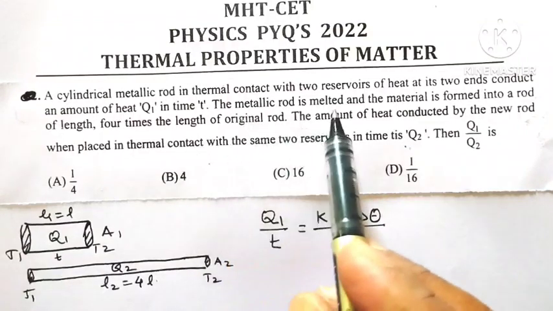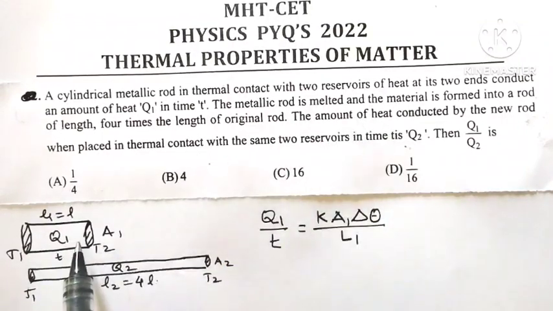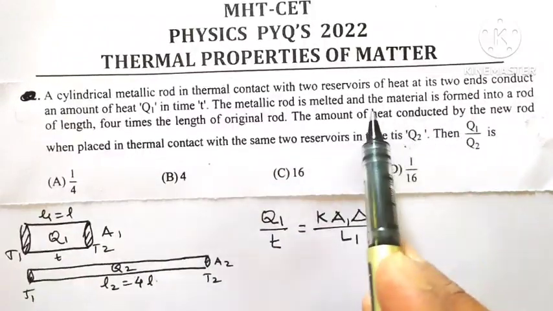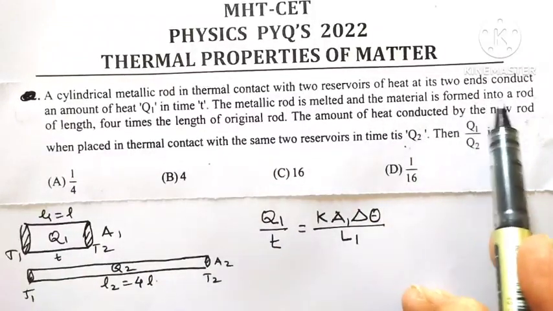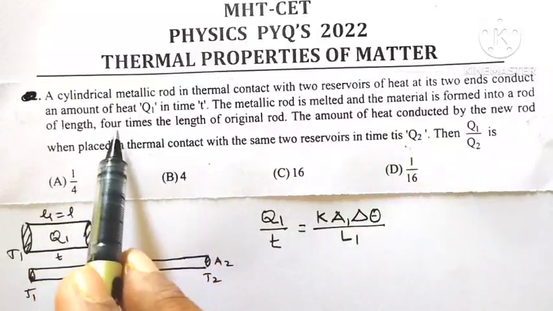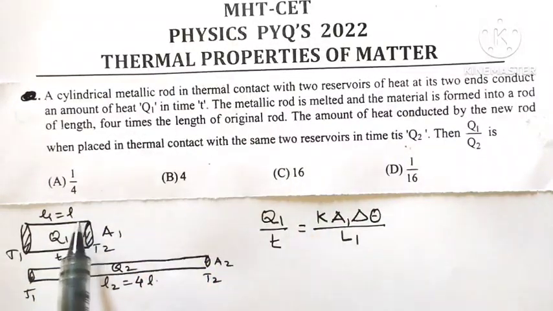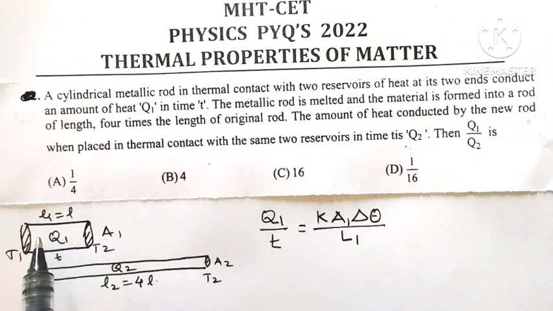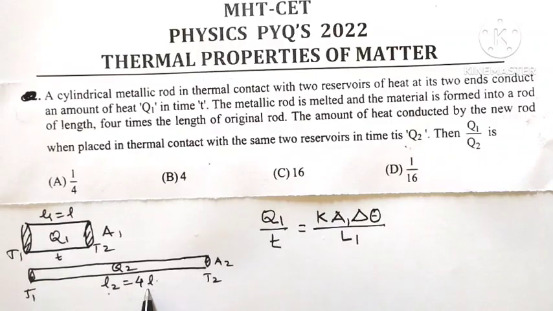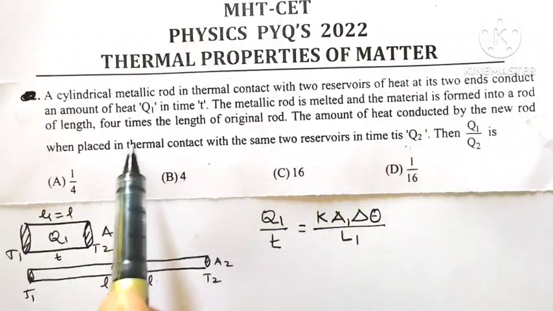Now the metallic rod is melted. This metallic rod is melted, and the material is formed into a rod of length 4 times the length of the original rod. So the given metallic rod is melted and converted into another rod whose length L2 is 4 times the original length.